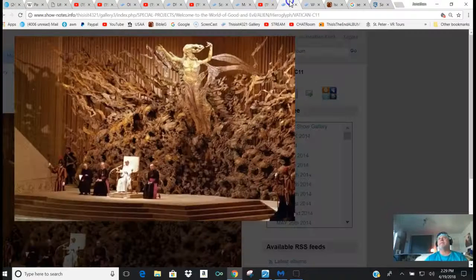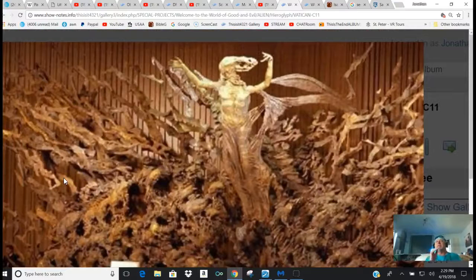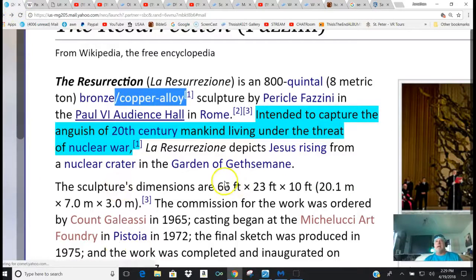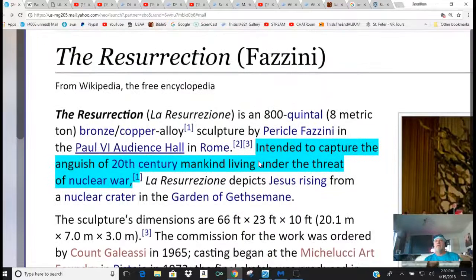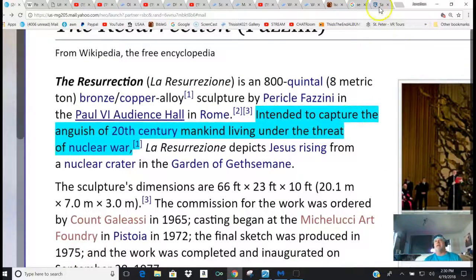Okay, so let me ask you this. Again, is that Jesus coming out of the pit, or is that a serpent-like creature with wings made out of bronze coming out of the pit? You tell me. Is that supposed to really be Jesus coming out of the pit, or coming up? Because let's just read what they say it is. It's intended to capture the anguish of 20th century mankind living under the threat of nuclear war. That's what it's supposed to be. Do you believe that that's what that is?